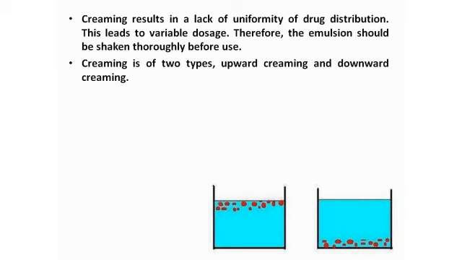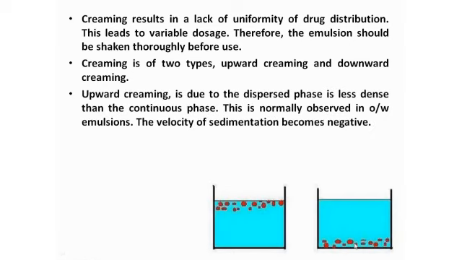The creaming is generally of two types: the upward creaming and the downward creaming. The upward creaming occurs when the dispersed phase is less dense than the continuous phase.